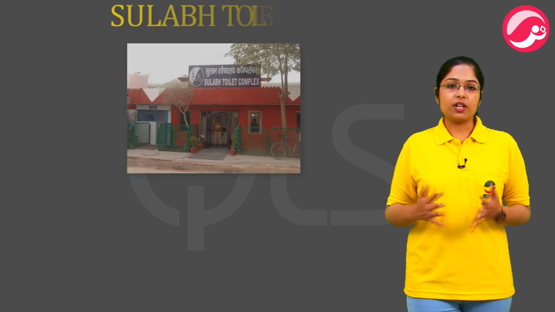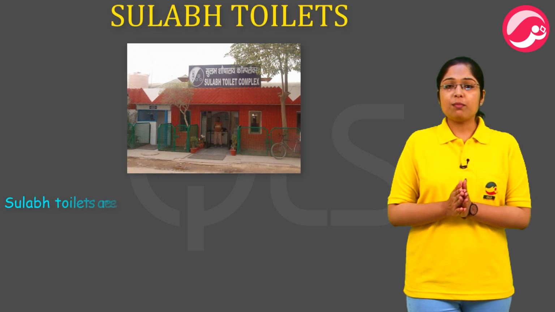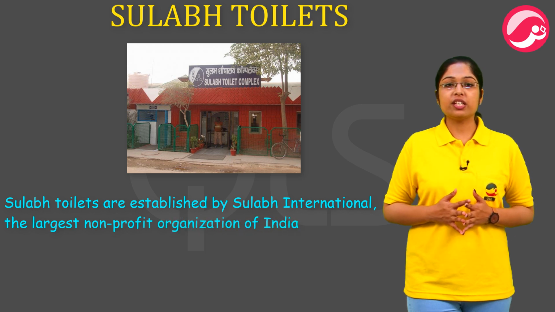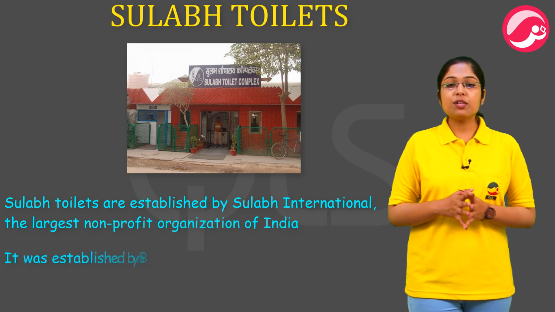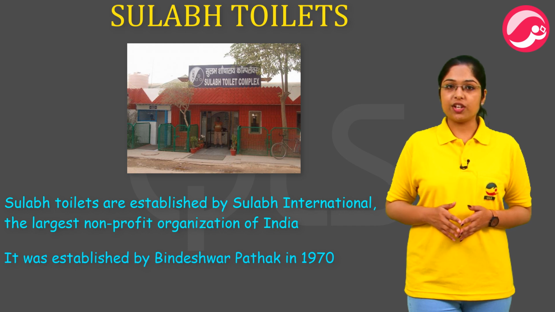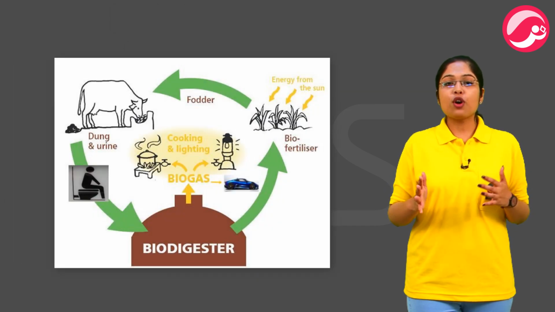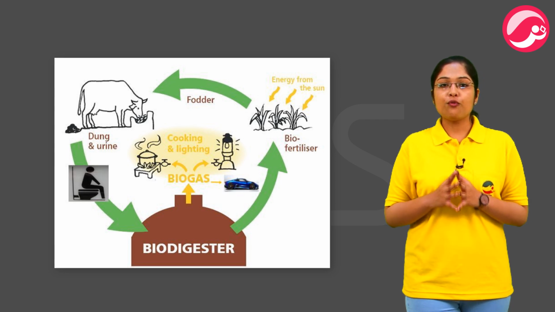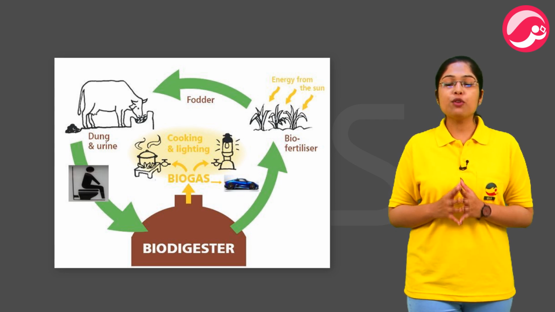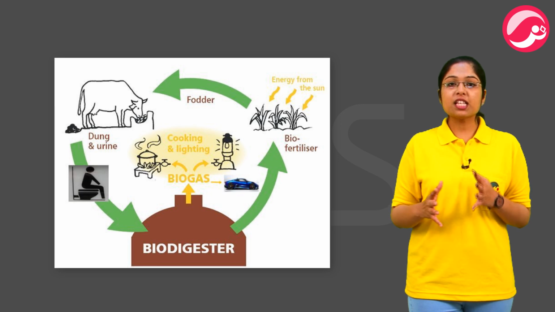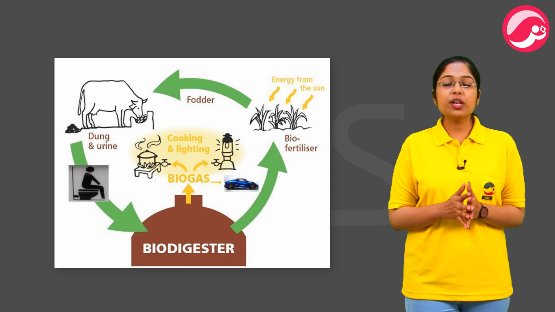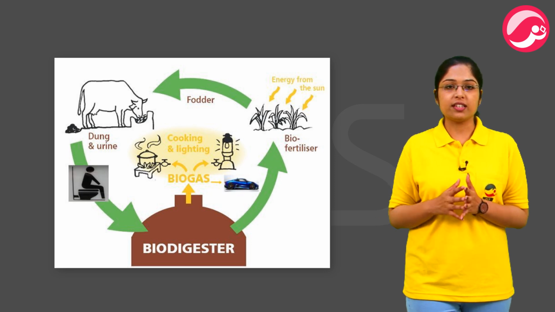Next is Sulabh toilets. Sulabh toilets are established by Sulabh International, the largest non-profit organization in India. It was established by Bindeshwar Pathak in 1970. The waste from these toilets flows through covered drains into a biogas plant for the generation of biogas and biofertilizers. Biogas plants offer safe and hygienic disposal of waste. Here the waste is converted into a useful substance.